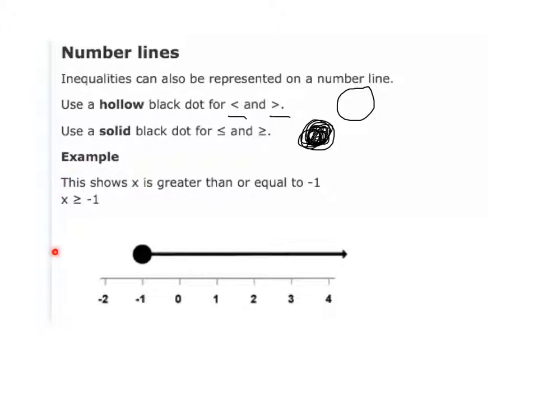So we can see, looking at this example, because we've got a coloured in dot, this is showing us that x is greater than or equal to -1. So that means x could be -1, or it could be anything greater than -1. And this arrow shows us that it's not coming to an end, that it could go on forever. So it could be 4 million or 4 billion. Okay, the most important bit though is this coloured in black dot means it could be -1, because x is bigger than or equal to -1.